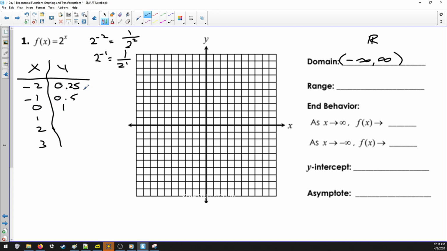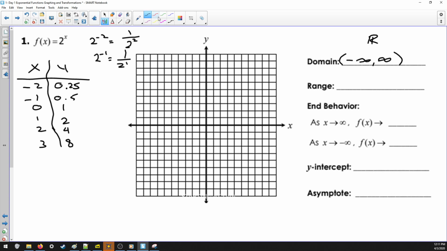I want you to notice the pattern as I'm doing this. 0.25 doubled is 0.5, 0.5 doubled is 1. As the x values are increasing by 1, my base here is 2, so it makes sense that I'd be doing times 2, times 2, times 2. When I do 2 to the first, I get 2, another times 2. 2 squared is 4, another times 2. 2 to the third is 8, another times 2. So this is a quick list of what 2 to the x looks like.